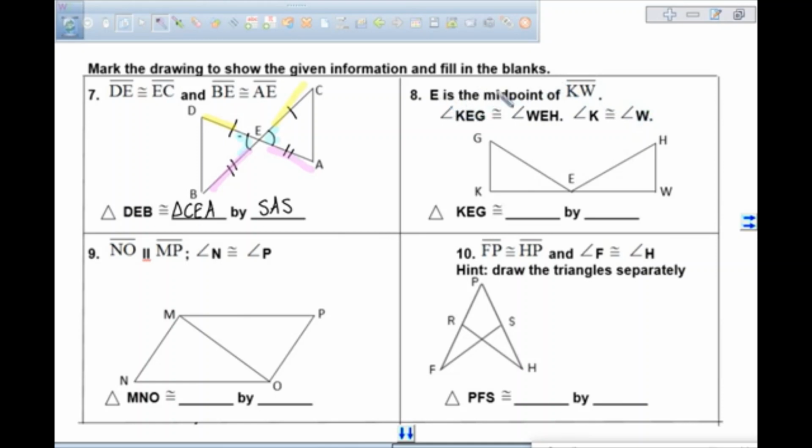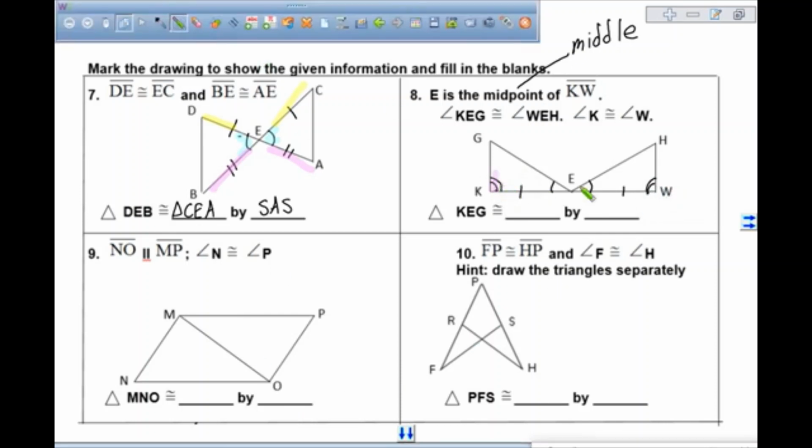Then we have point E is the midpoint of segment KW. Remember that midpoint means that that point is in the middle, and it makes the two sides congruent. So that tells us that KE is congruent to WE. We know that angle KEG, so this angle, is congruent to angle WEH, this angle, and angle K, this angle, is congruent to angle W, this one.